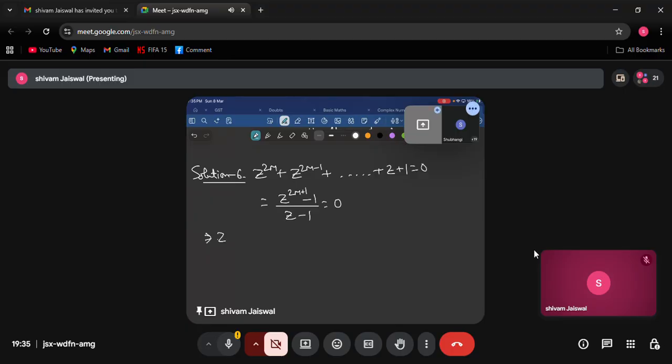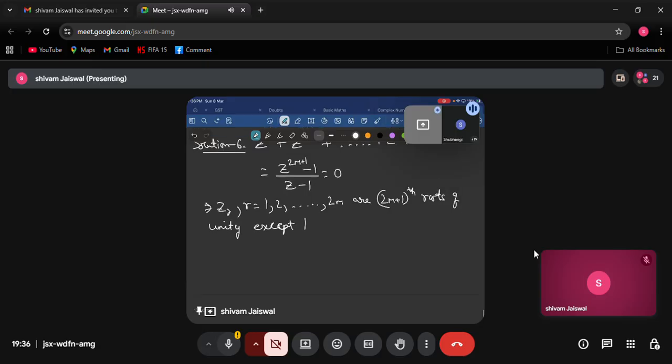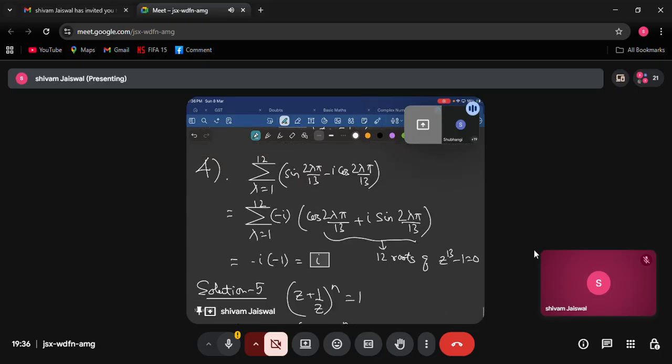This implies ZR for R equal to 1 up to 2m are 2m plus 1th roots of unity except 1. Right, tell me here. ZR, all these are 2m plus 1th roots of unity except 1. Okay? So everyone, over here, I need to find out. Okay, what do I need to find out?